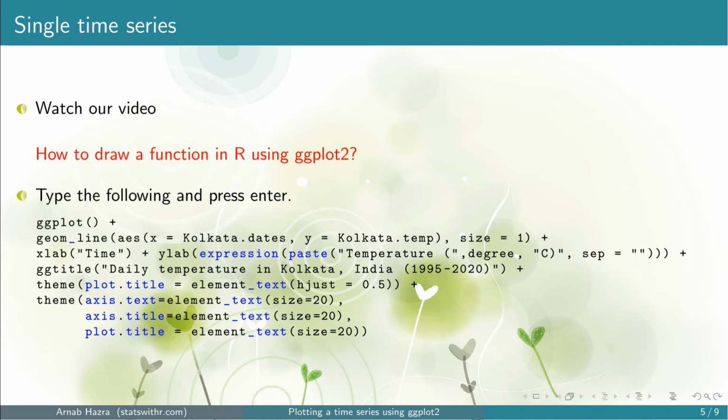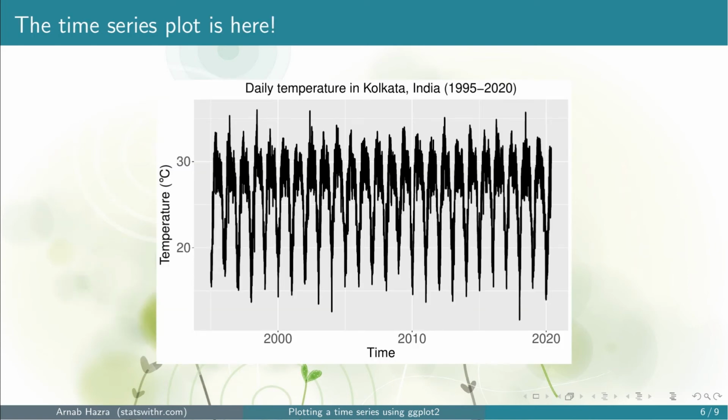Axis.title equals to element_text size equals to 20. This increases the font of the axis titles, and plot.title equals to element_text size equals to 20. This increases the font of the plot title. If you don't need one or two of them, you can remove those lines. The larger the size you want, you need to fix a larger number, so choose a number accordingly. Now run the code. Okay, you get your single time series curve.